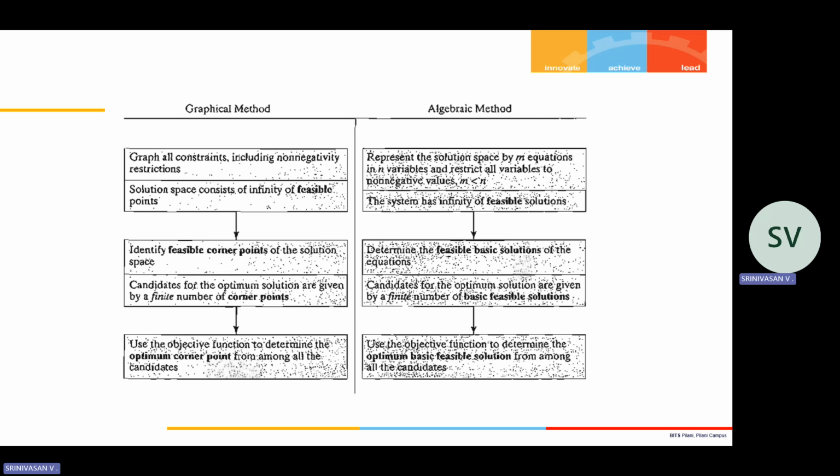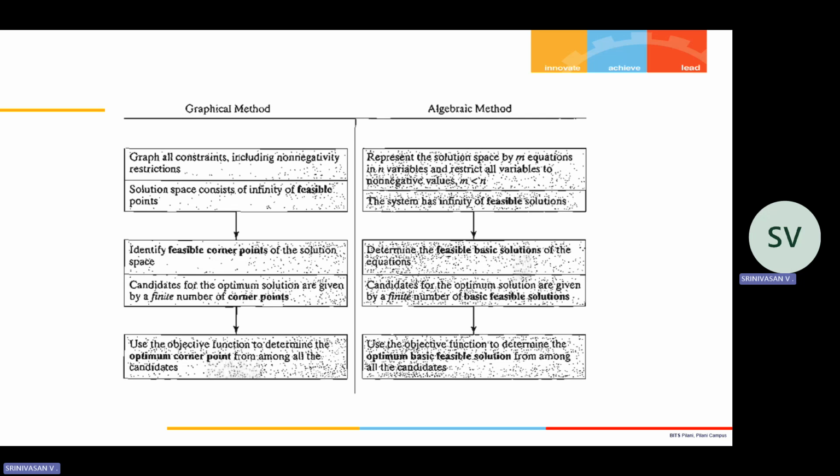Use the objective function to determine the optimum corner point from among all the candidates. Candidates means the points here. So from among the points, by substituting the values of x1 and x2 into your objective function, the minimum value gives the minimization, the maximum value gives the maximization. That's all about your graphical method.